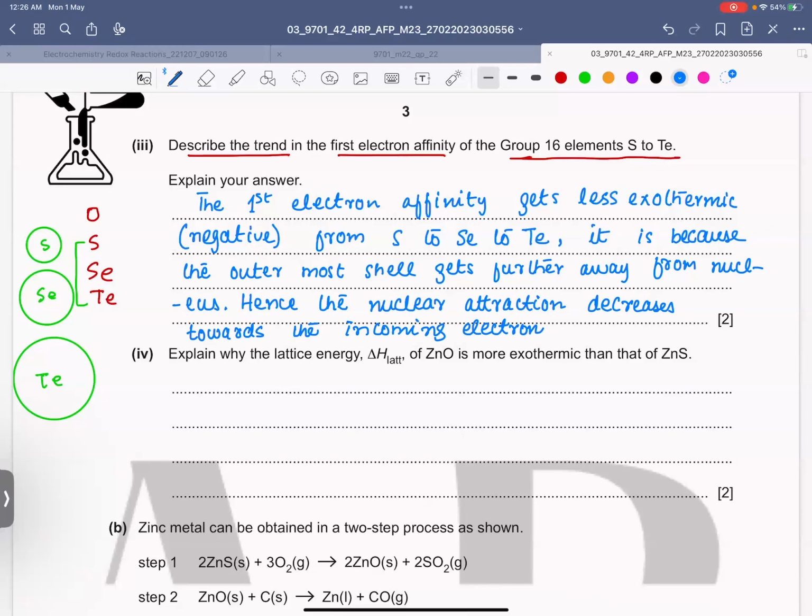Sir, can I state it in the way of more shielding from the inner shells as we go down the group? Yes, you can write, instead of this, that it is because the shielding increases. The shielding effect increases because of the more inner shells. Yeah, you can write that as well. Is this clear, Ahmed? Yes, sir.